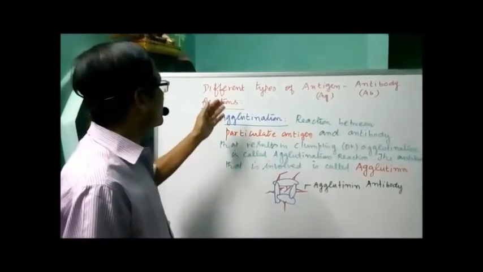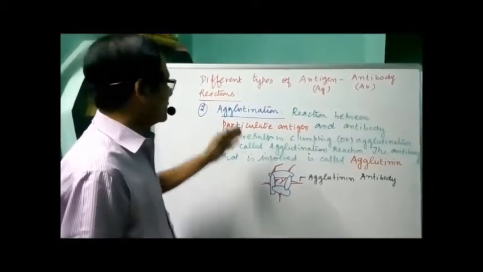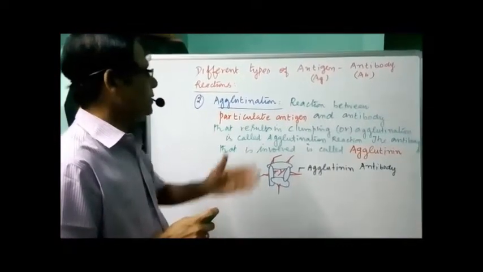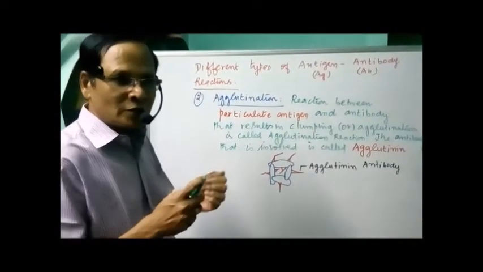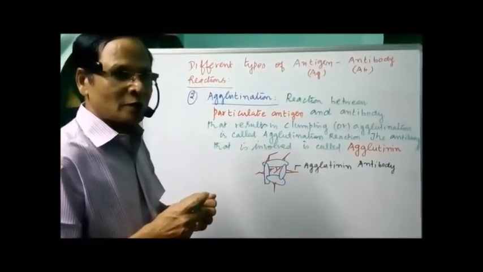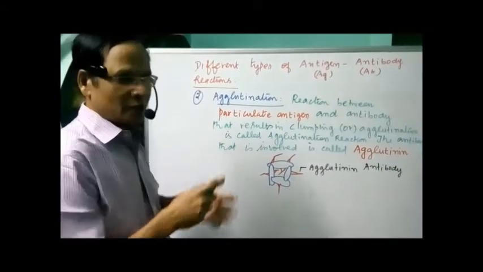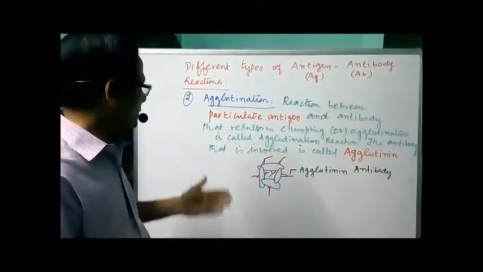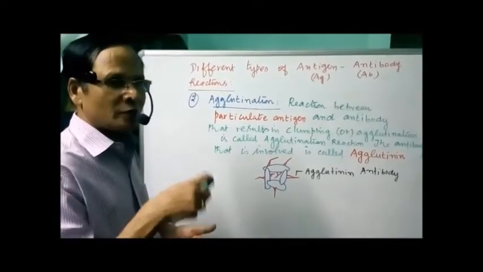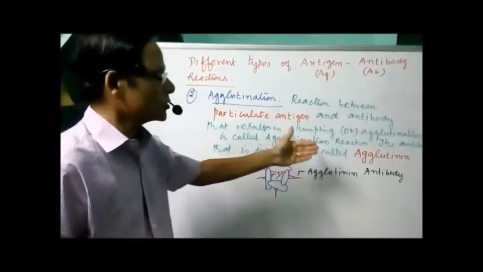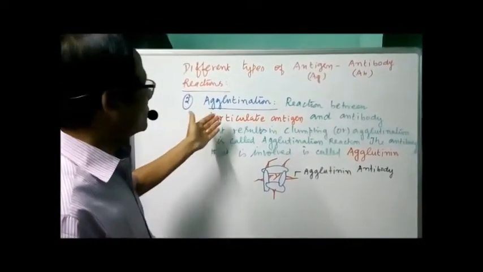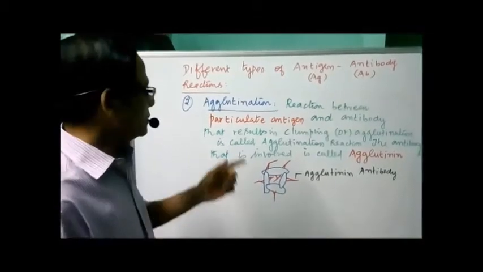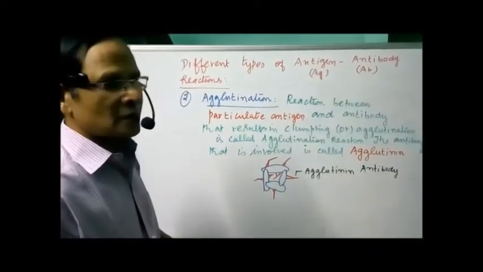The second type of antigen antibody reaction is agglutination. This is the reaction between a particulate antigen and antibody that results in sticking together or clumping together of cells, and that is called agglutination reaction. The antibody which brings about agglutination, or the antibody involved in this reaction, is called agglutinin. So the phenomenon is called agglutination and the antibody involved in this process is called agglutinin. So this is a reaction between particulate antigen and agglutinin.